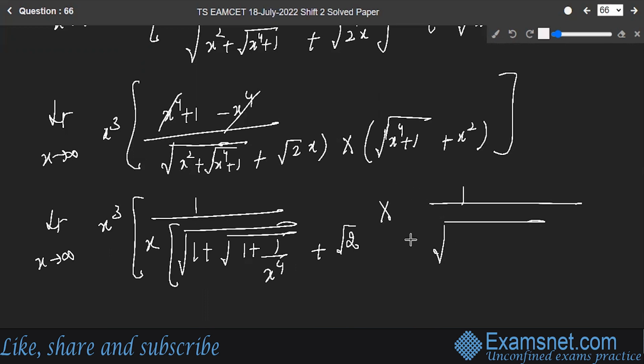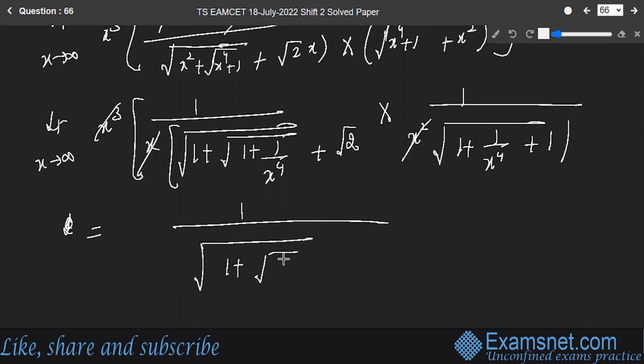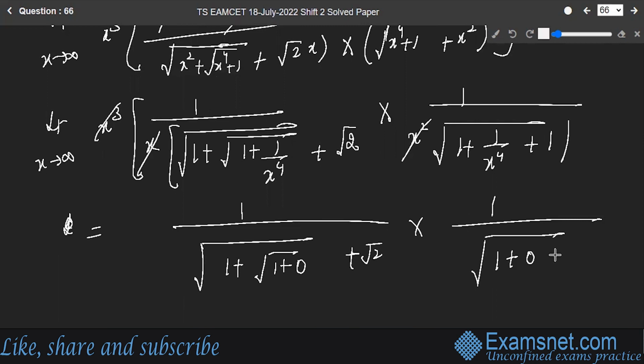I'll take x square common here. So now this will be 1 plus 1 upon x raised to power 4 plus 1. Now putting x as infinity, these will cancel out first. So now let's put x is equal to infinity. So this will be 1 upon root of 1 plus root of 1 plus 0 plus root 2 multiply 1 upon root of 1 plus 0 plus 1.